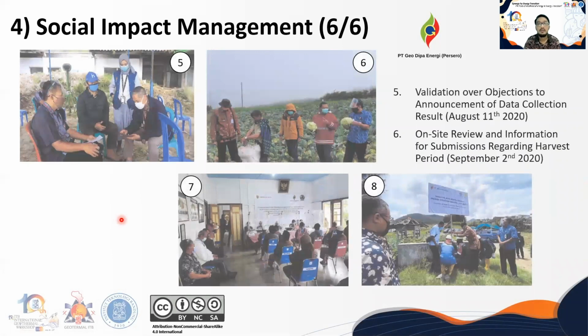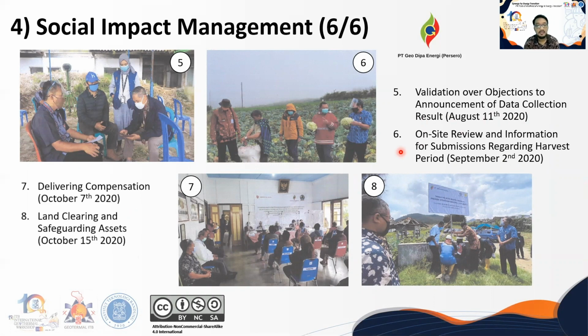Other photographs: picture number 5 is the validation of our objection, as I mentioned before, about the grievance redress mechanism, on August 11th. Picture number 6 is the onsite review and information on September 2nd.